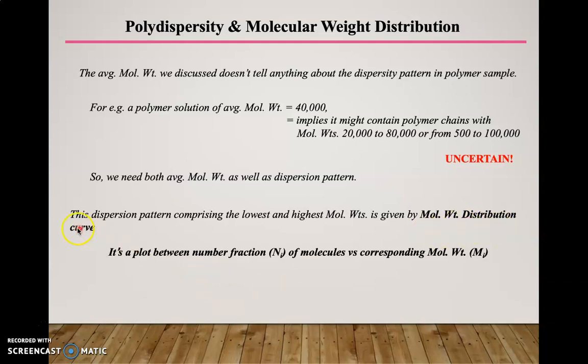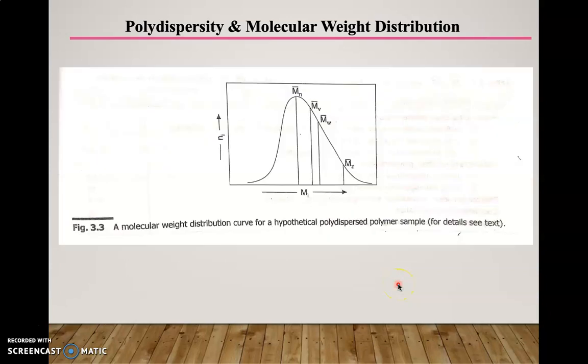What is a molecular weight distribution? Molecular weight distribution is nothing but a plot between the number fraction of the molecule versus the corresponding molecular weight. So if we have a polymer sample, we plot the Ni, which is the same as we saw in the formula, versus the corresponding molecular weight. When we plot it, it appears as a bell curve. This plot is the molecular weight distribution curve.